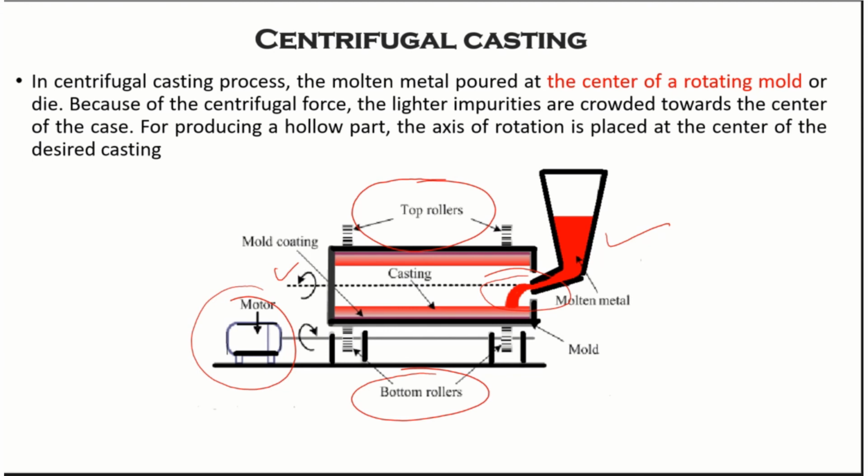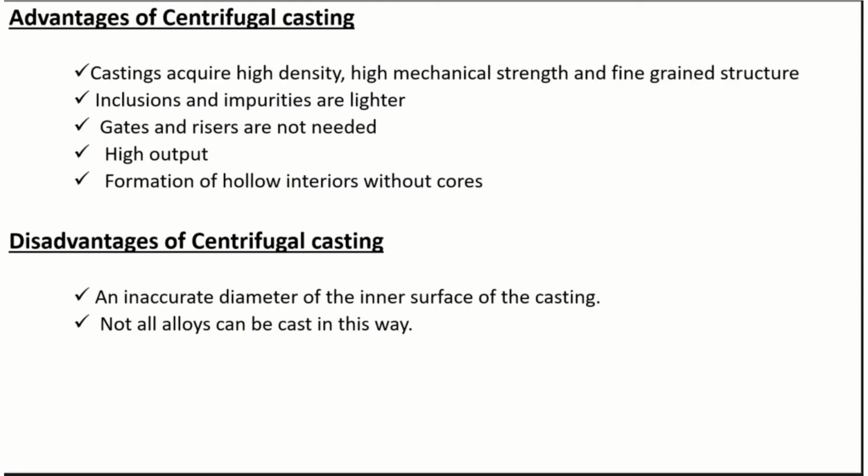Because of the centrifugal force, the lighter impurities are crowded towards the center of the casting, so that it can produce hollow pots. The axis of rotation is placed at the center of the desired casting. So this is the operation of centrifugal casting.